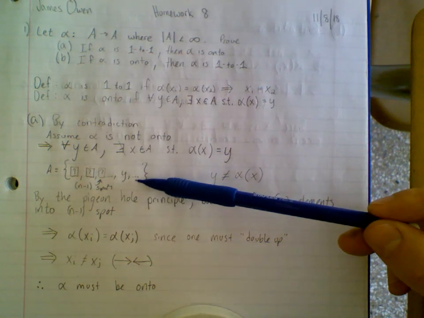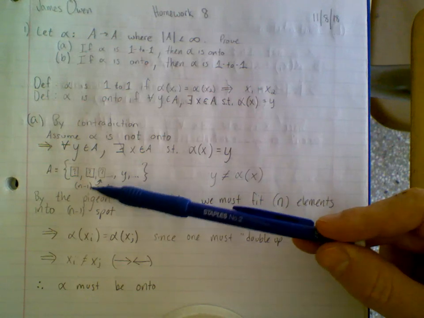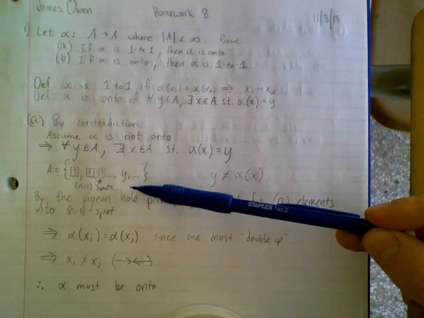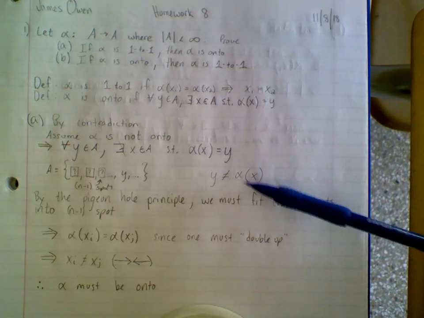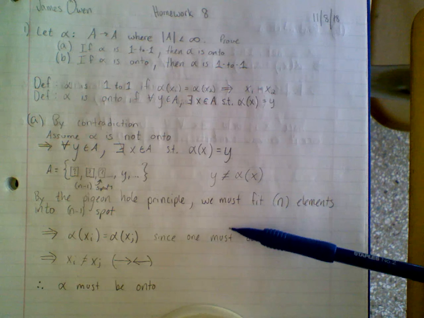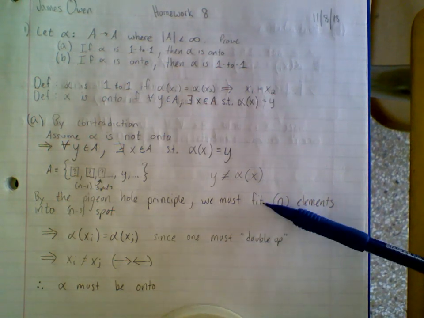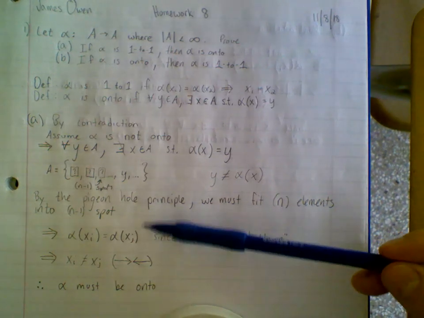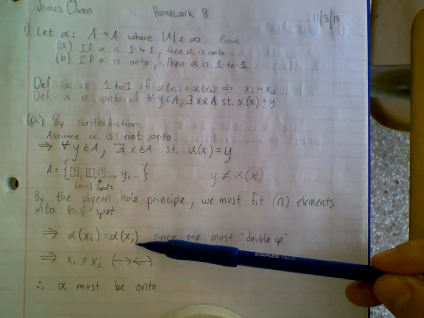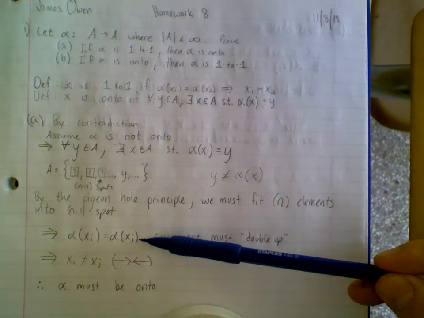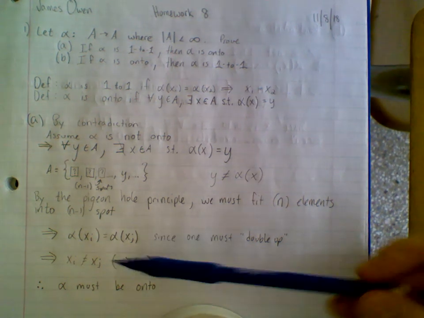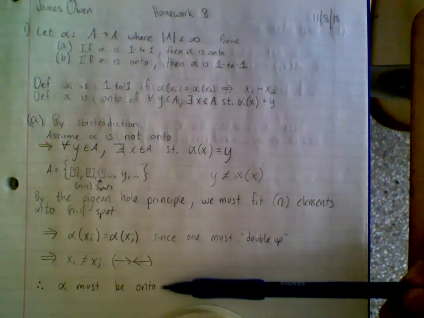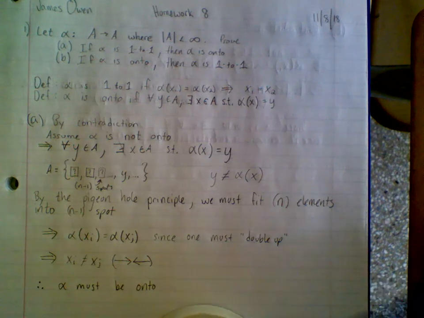And since there are n elements in A, there are going to be n minus 1 spots remaining after y takes up one of the spots, and y does not equal alpha of x. So by the pigeonhole principle, since we have to fit n elements into n minus 1 spots, one of them is going to have to double up. So alpha of x sub i is equal to alpha of x sub j, but x sub i does not equal x sub j. That is a contradiction, so therefore alpha must be onto.